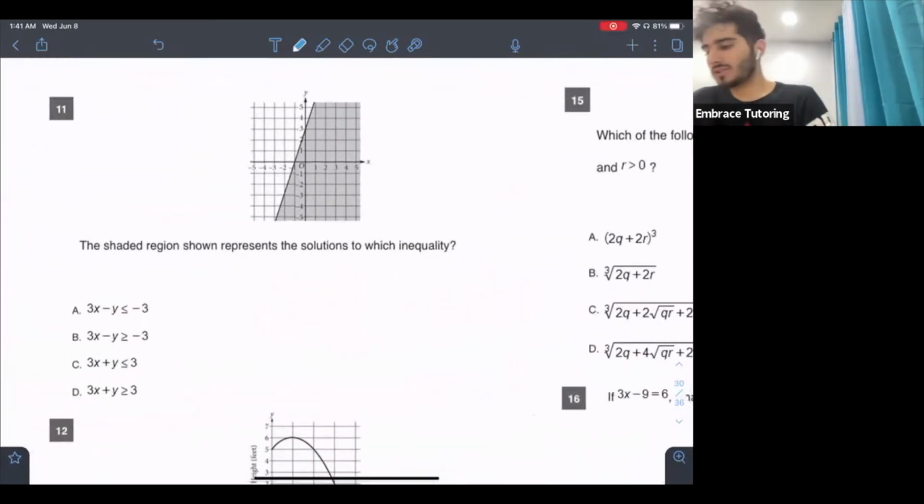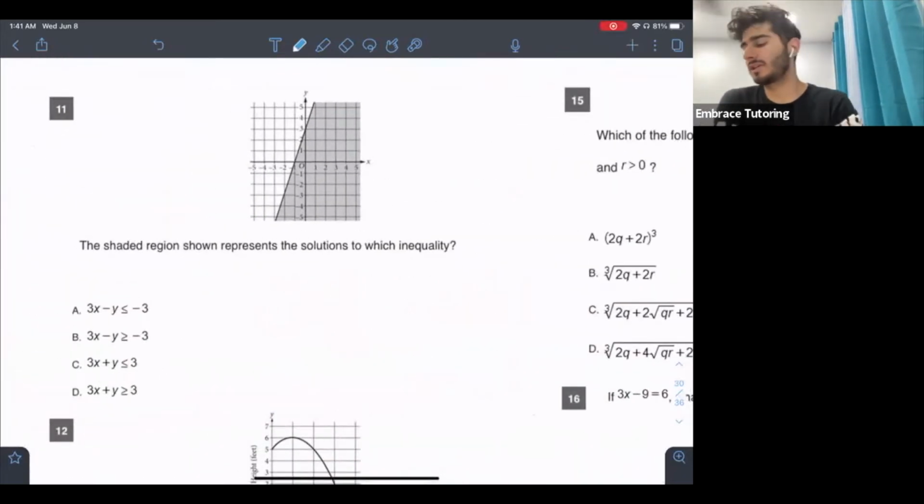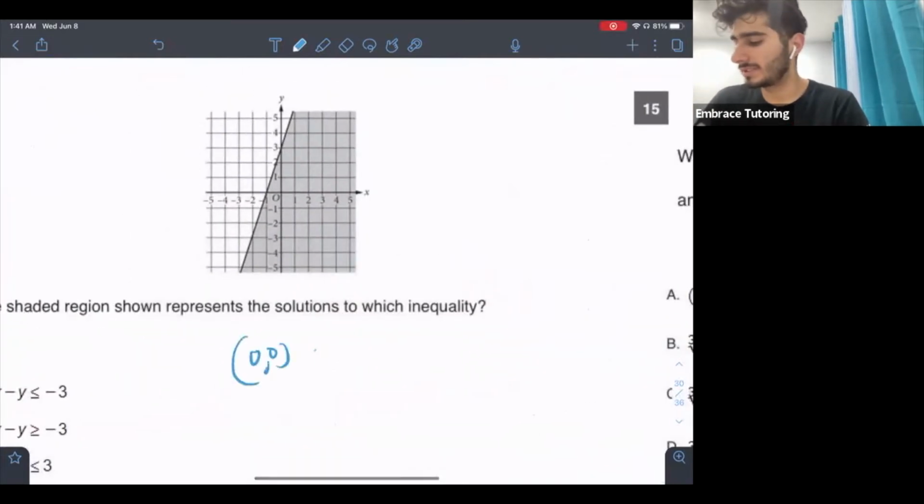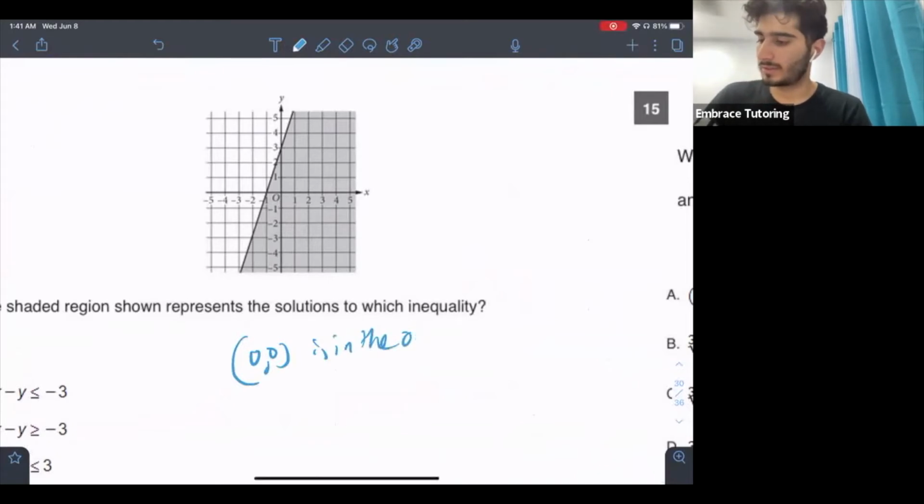11. The shaded region shown represents the solution to which inequality? For this question, usually what I do is first check whether 0, 0, the origin, is in the solution set.